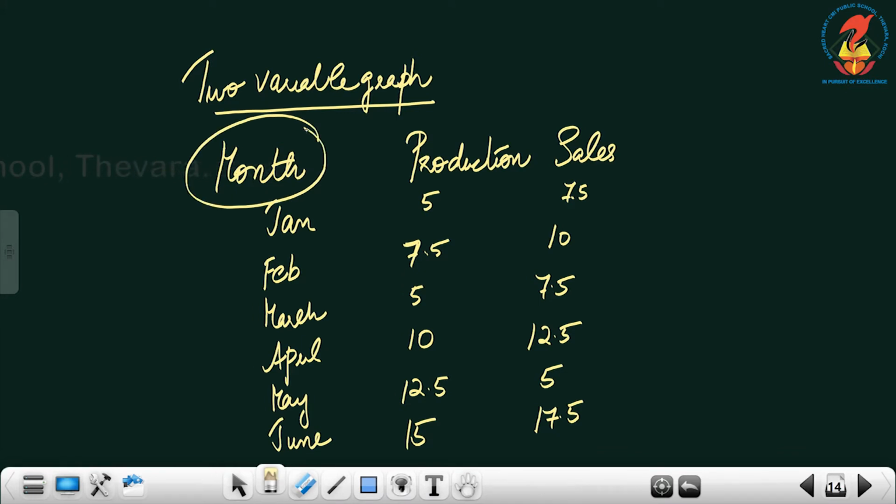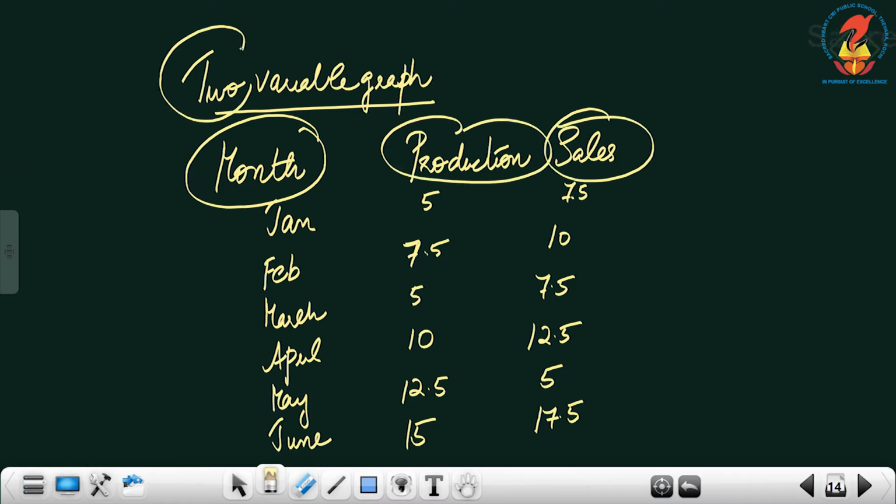Month is given, which is giving importance to time because it is a time series graph. There are two variables, production as well as sales. That is why it is known as a two variable graph. So simultaneously, based on this time, we are trying to represent both production as well as sales.